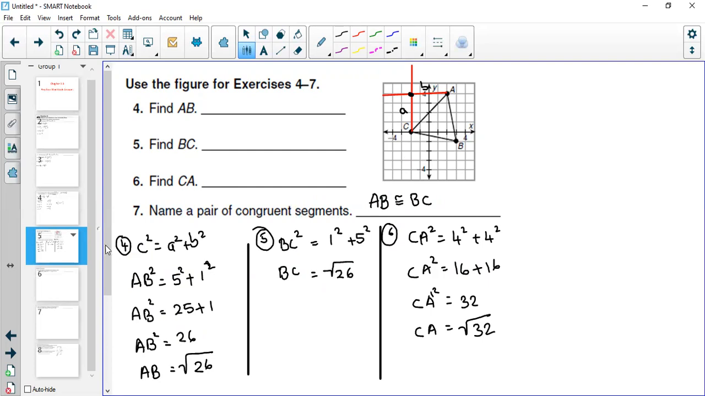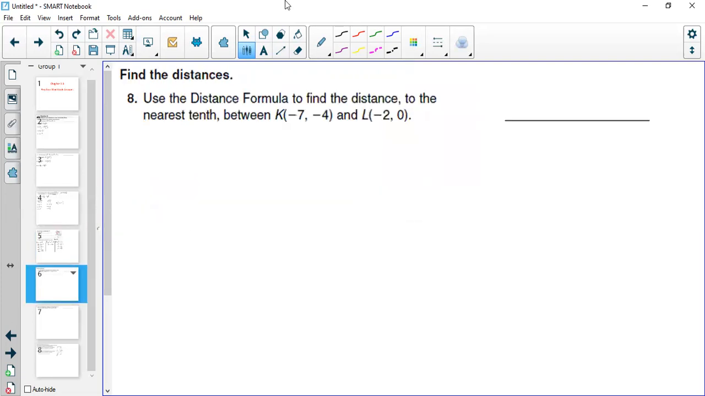Okay. So hopefully even using the distance formula, you have to get these same answers. Your answers cannot be different than this. If they are different, it means you need to check your answer again, find where you have made the mistake, and correct your mistake. So let's go to question number 8.